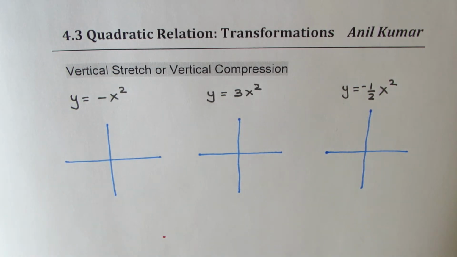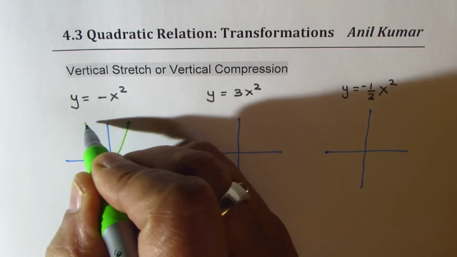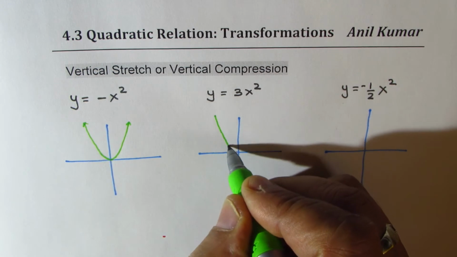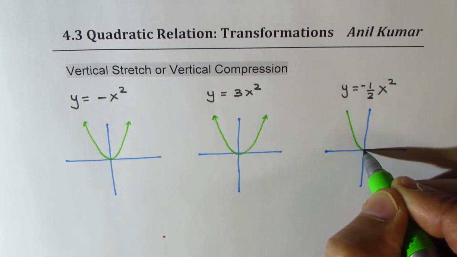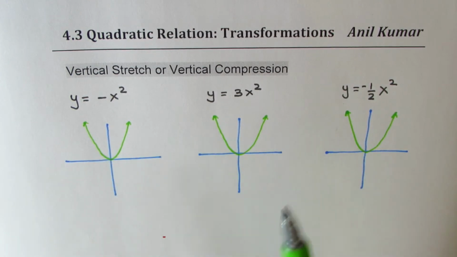Now in each case, we'll just sketch y equals x squared. You know how to sketch it. Vertex at zero, follow steps 1, 3, 5, 7. Is it okay? So I hope that part is clear, right? We're not getting into those details. We'll see better sketching later on. Now we are doing very rough sketches, only to understand the concept.